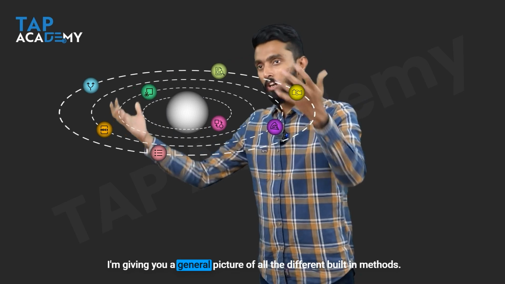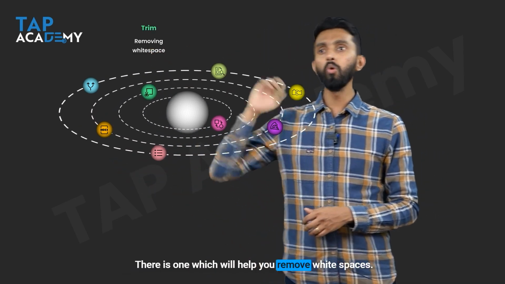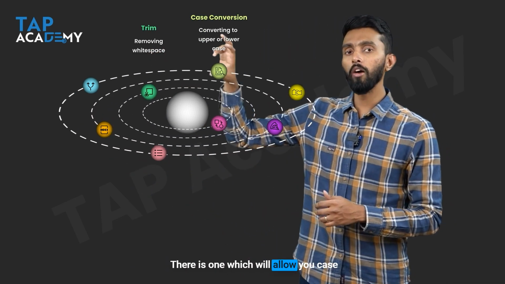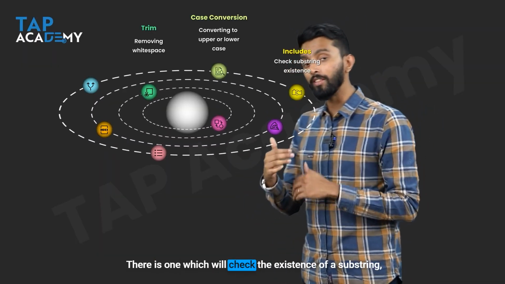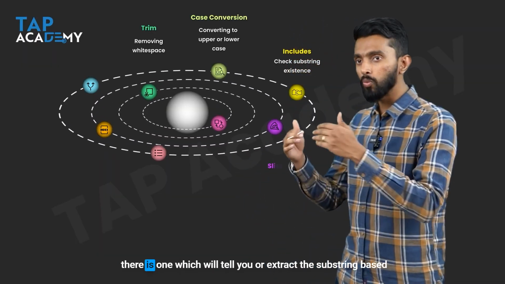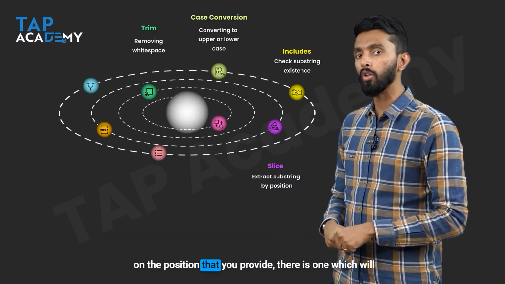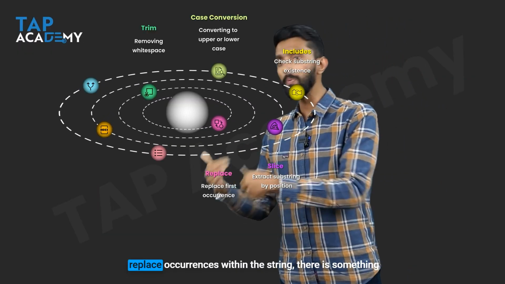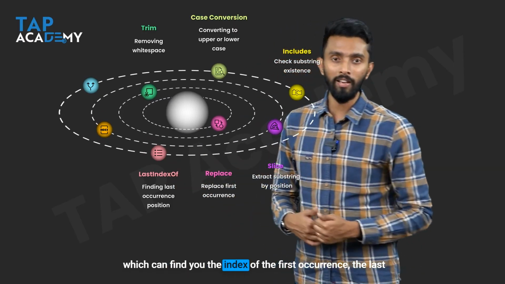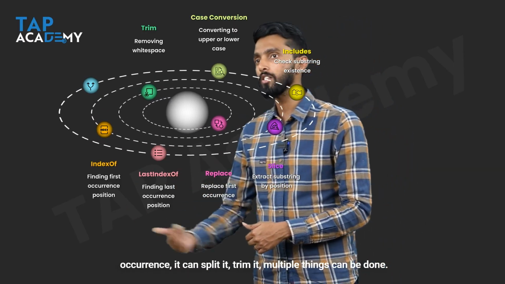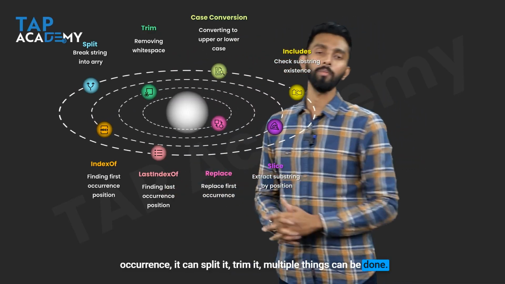I'm giving you a general picture of all the different built-in methods. There is one which will help you remove white spaces. There is one which will allow you case conversion from uppercase to lowercase. There is one which will check the existence of a substring. There is one which will extract the substring based on the position that you provide. There is one which will replace occurrences within the string. There is something which can find you the index of the first occurrence, the last occurrence. It can split it, trim it.